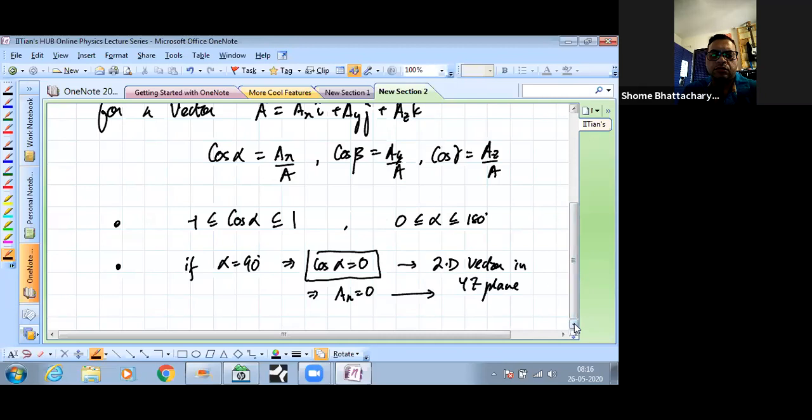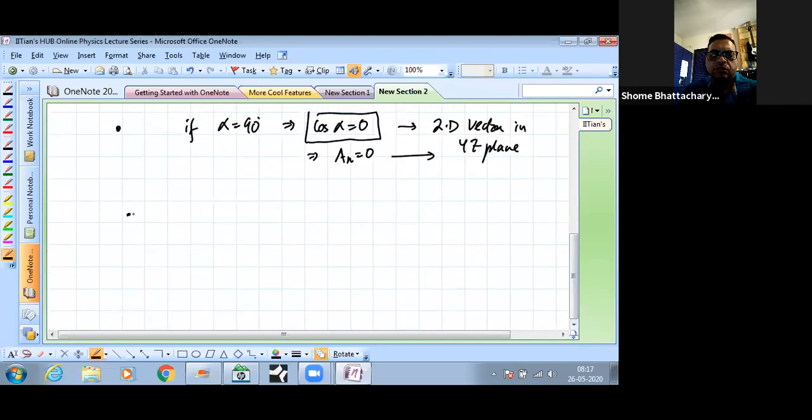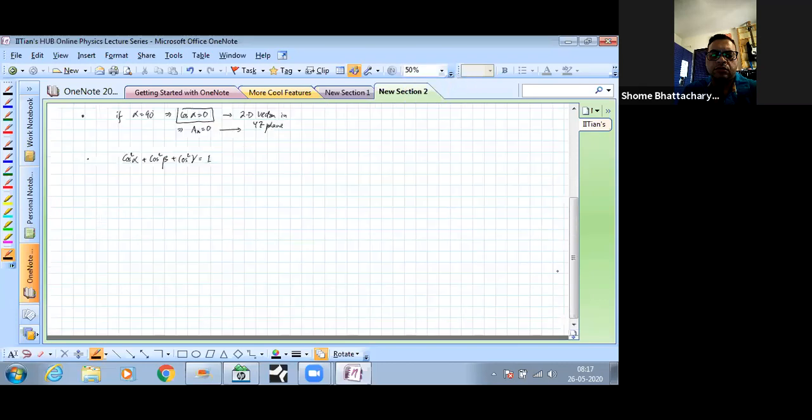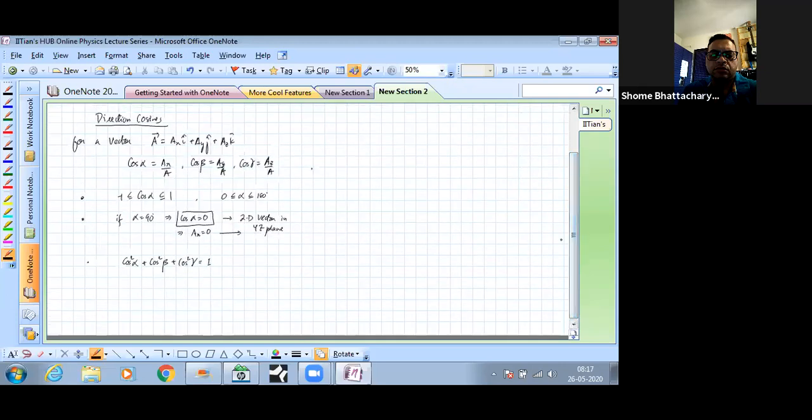Then a very important property of direction cosines that we saw is that the sum of their squares, cos square alpha plus cos square beta plus cos square gamma, is equal to 1. These were the important aspects about direction cosines. So hope that is clear. Now, of course, in the worksheet, I have also given you some applications of direction cosines we should be discussing, and as I come to those questions, I'll explain that very soon.